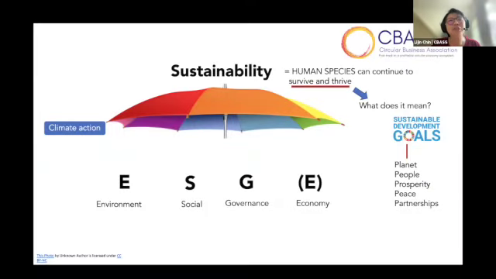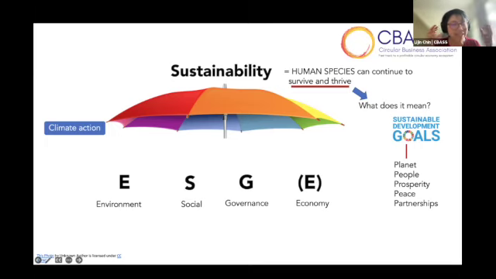From the textbook definition, sustainability is defined as meeting the needs of the present without compromising the needs of future generations to meet their own needs. Which is actually kind of hard to remember. There's a lot of needs being mentioned there, right? So for me, this basically means that our human species can continue to survive and thrive, and that's got to be the end goal. Now, if you're wondering what survive and thrive means, well, I believe that's been described in the 17 Sustainable Development Goals.